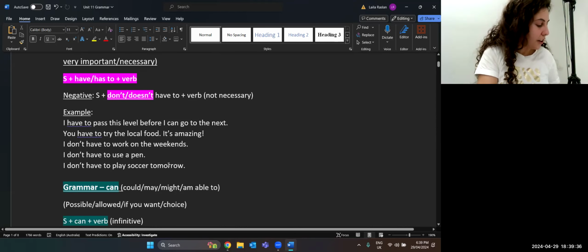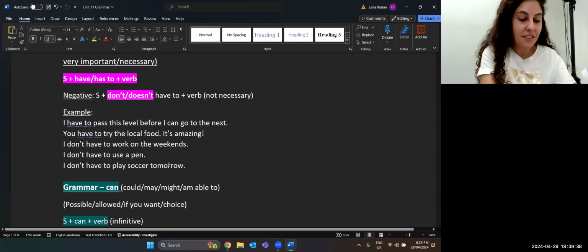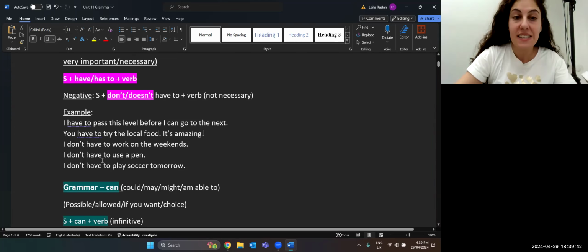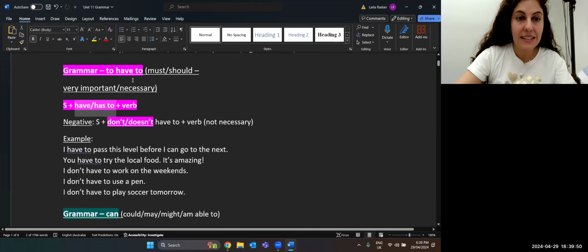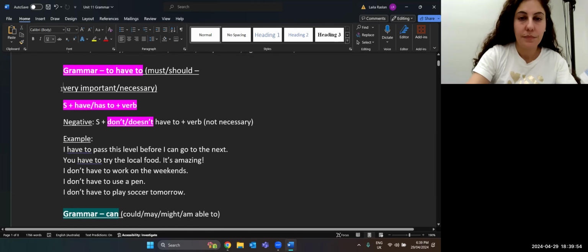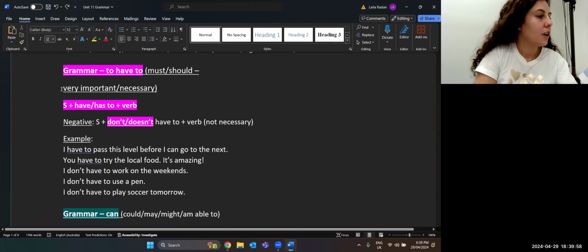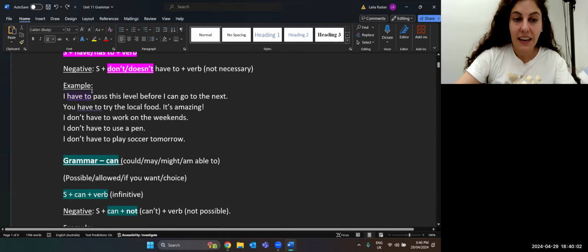Okay, so which verbs, I'm at page 131. Number 6, which verb means it is necessary? Have to or has to. Okay, so this means it is necessary. Which verb means it is possible? Can.